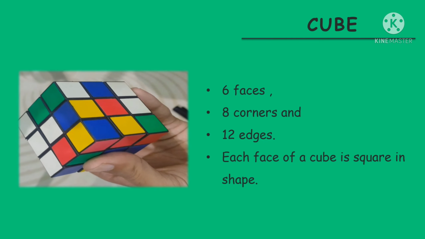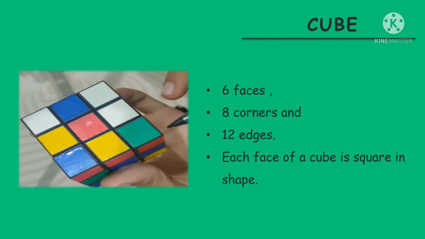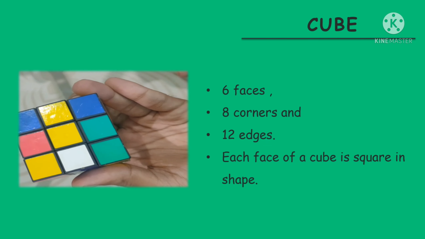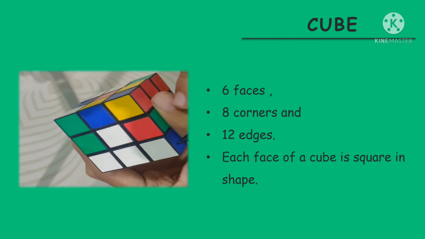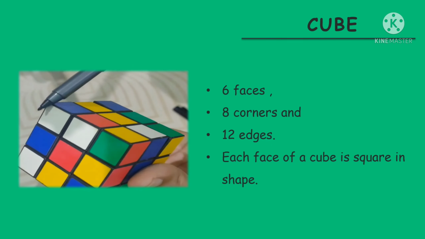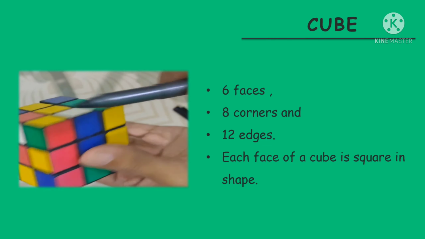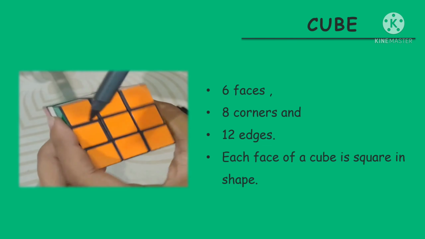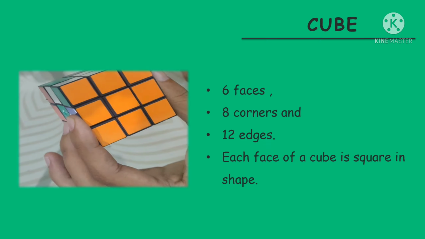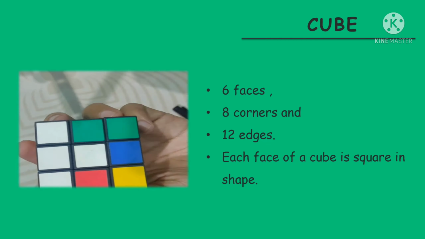Now let us count the number of corners. 1, 2, 3, 4, 5, 6, 7, 8. So there are 8 corners, and edges 1, 2, 3, 4, 5, 6, 7, 8, 9, 10, 11 and 12. So there are 12 edges. So a cube has 6 faces, 8 corners and 12 edges, and each face of a cube is square in shape.